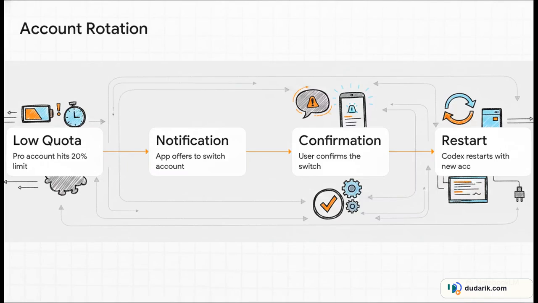Let's walk through a practical day-in-the-life scenario to show exactly how much friction this removes. Imagine you're deep in a heavy refactoring session. Your primary pro account hits the 20% mark on its 5-hour quota window. Instantly, AiMaMi surfaces a notification offering to switch to your team account, which, let's say, still has 94% quota remaining. You simply confirm the switch, AiMaMi automatically restarts Codex with a new account injected, and your session just continues. No checking the OpenAI dashboard, no messing with environment variables, just uninterrupted focus.